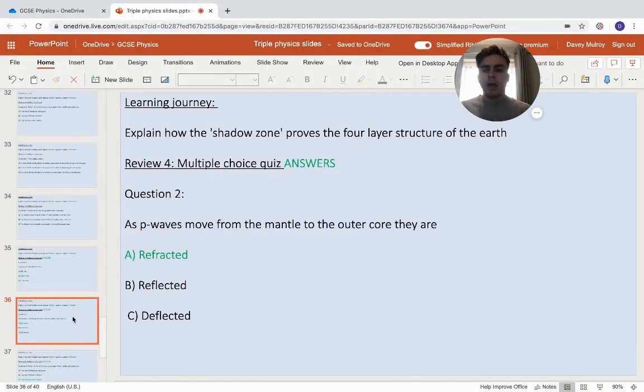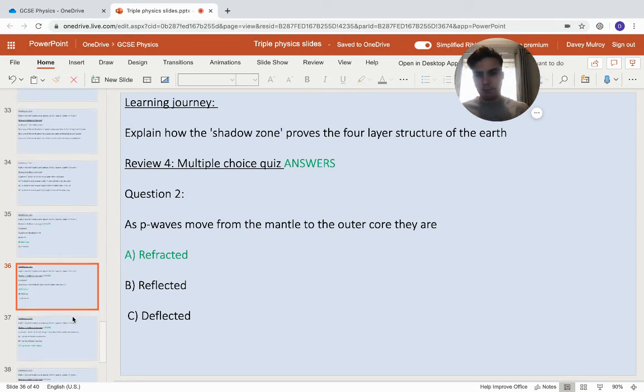Question 2, as P waves move from the mantle to the outer core, they are A, refracted. Okay, key word there. B, reflected. Think of a mirror. The waves don't bounce back at you. And C, deflected is correct in a sense, but it's not the correct scientific terminology. We are looking for refracted.